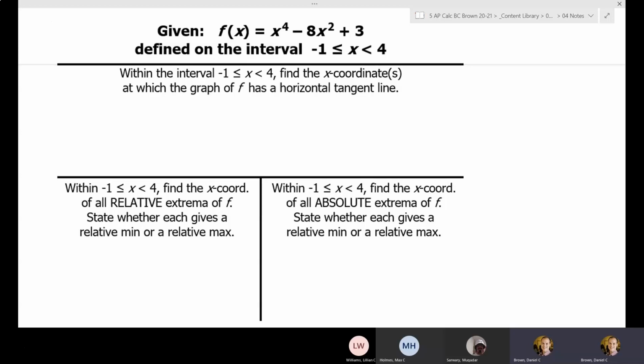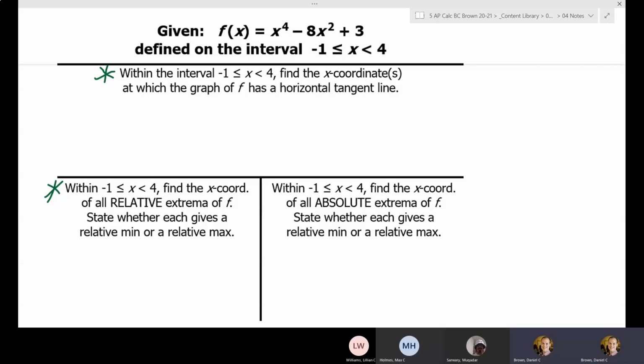Since you already made it out of Unit 2, go ahead and do this first side first. Go ahead and find where you have a horizontal tangent line. I didn't include here where the derivative is undefined because it's a polynomial, so its derivative is always going to be defined. And then tell me where the relative extrema are going to be, and that's just a review.